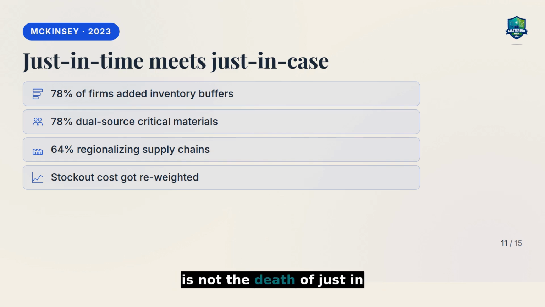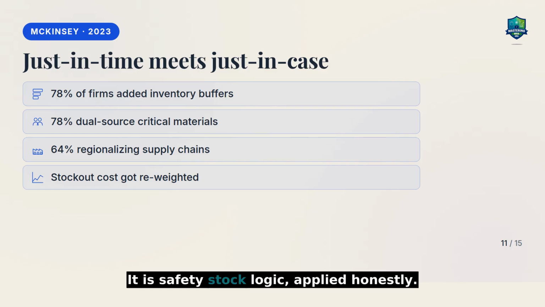This is not the death of just-in-time. It is safety stock logic applied honestly. Stockout costs turned out to be far higher than anyone had priced in. Even Toyota, the inventor of just in time, quietly keeps months of chip inventory under a continuity plan dating to the 2011 earthquake. The buffer scales with uncertainty, exactly as the textbook said.